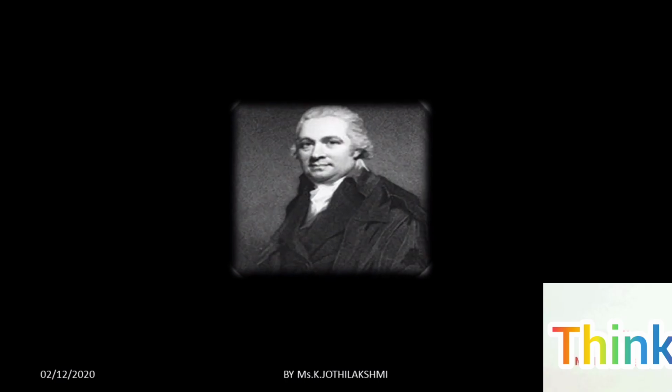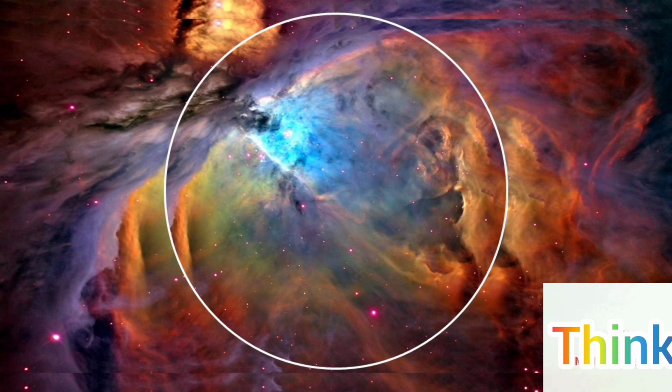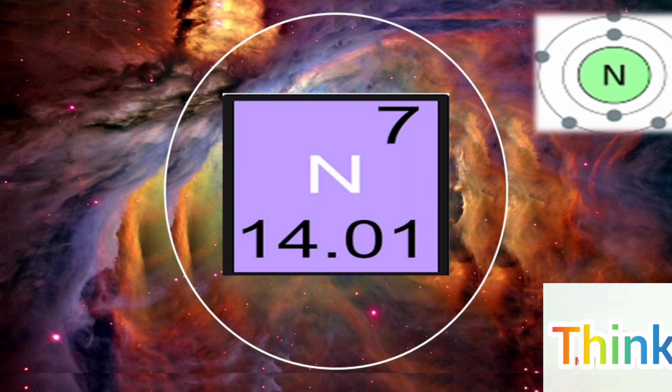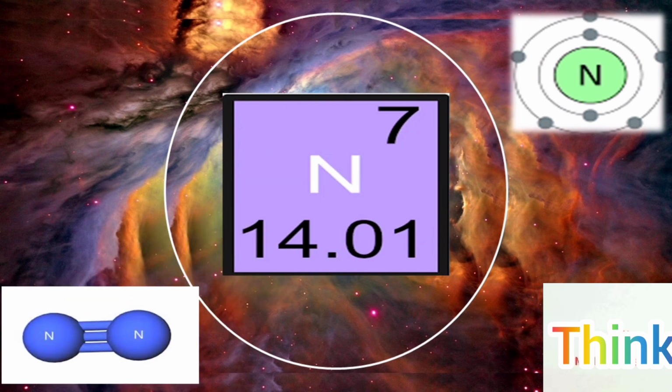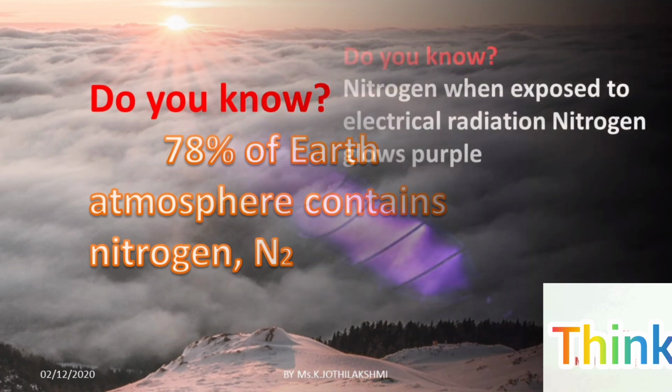Nitrogen was first discovered by Daniel Rutherford in 1772. It has atomic number 7 and atomic weight 14, and it's a non-metallic element. Do you know one thing? 78% of Earth's atmosphere contains nitrogen. It has the symbol N2.